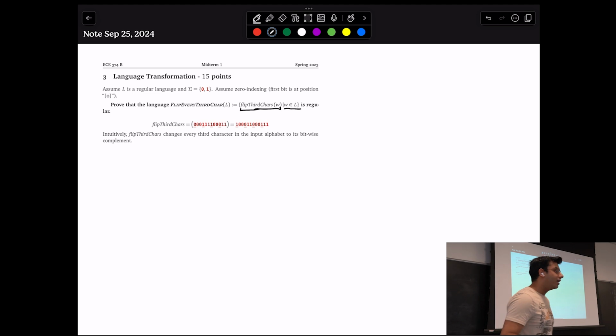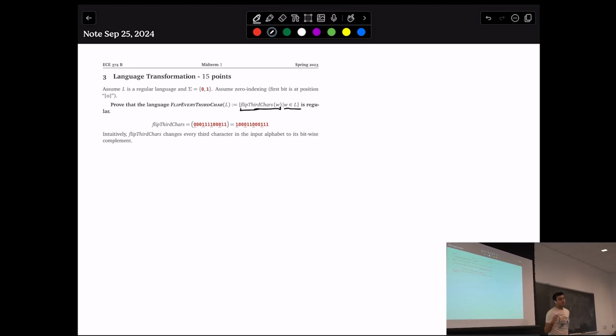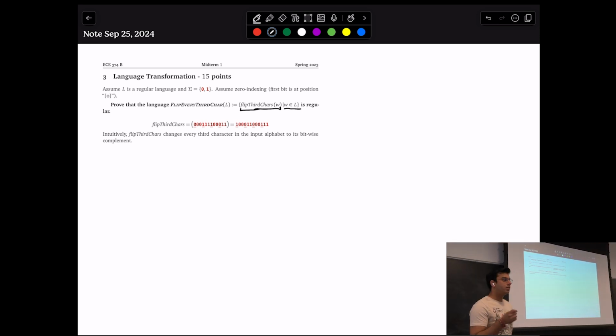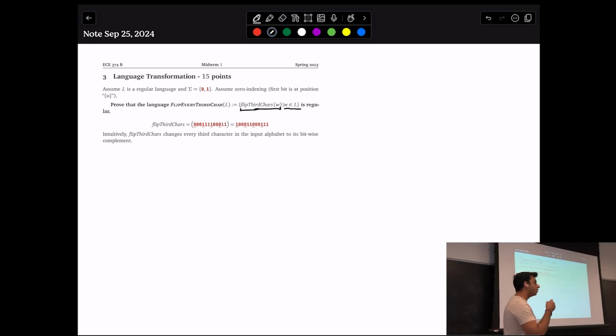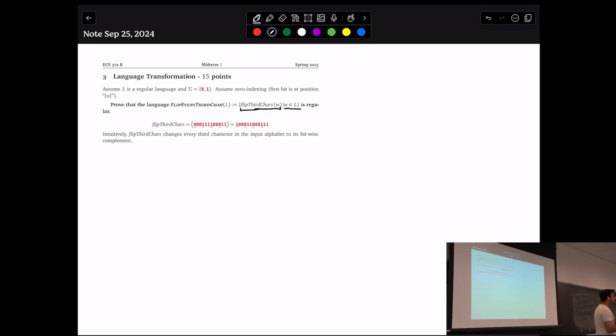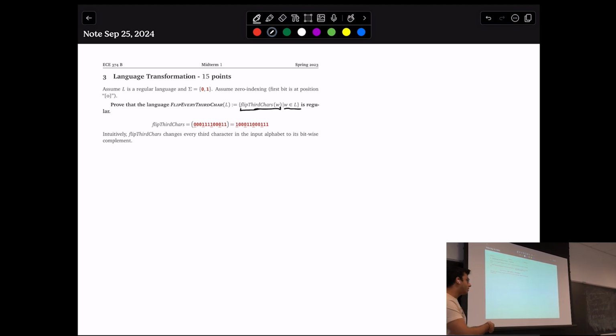So we have a language L. It's an arbitrary regular language. We don't know what the language is, we just know it's regular. We want to prove that if we take all of the strings in L, flip the third character of every string in L, and take that new language, we'll call it L prime, that language is also regular. So to prove that a language is regular, there are multiple options. We build a regex, we build an NFA, or we build a DFA.